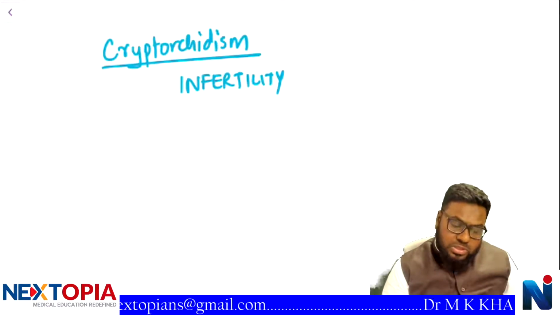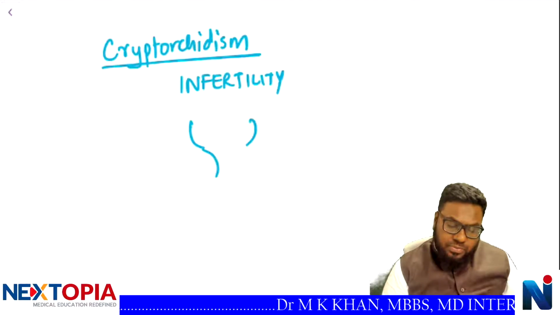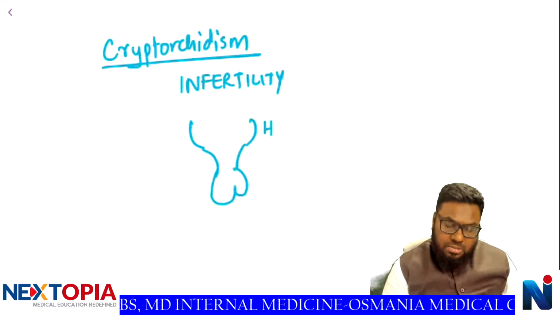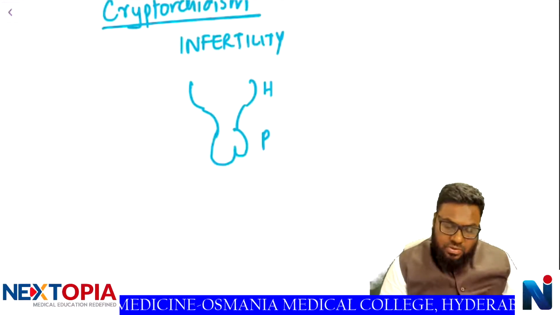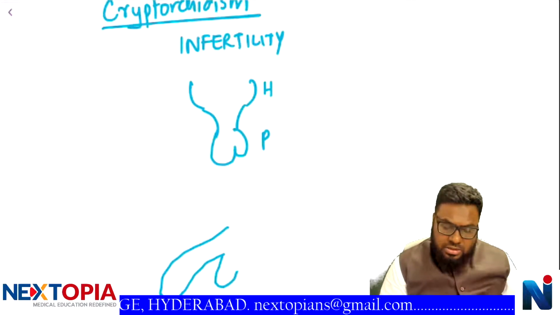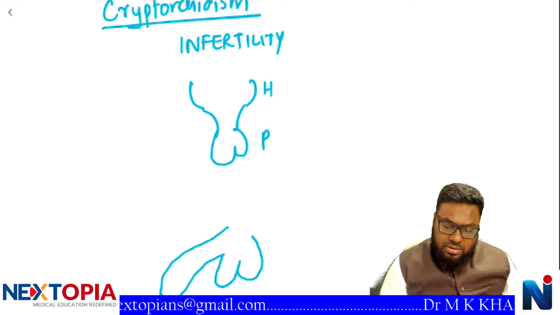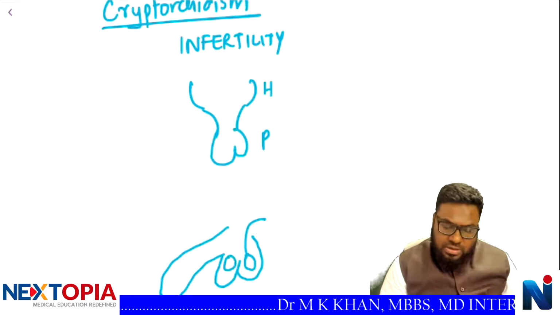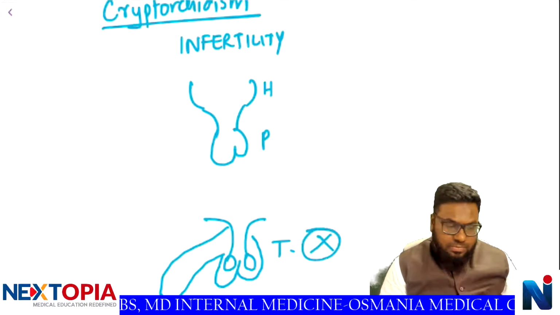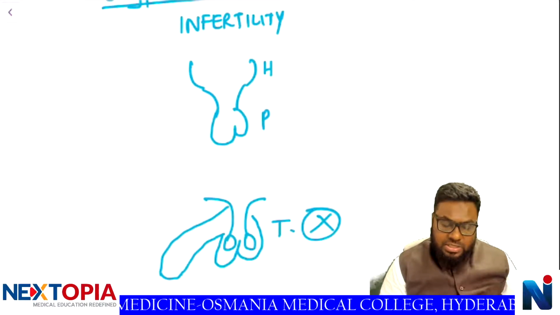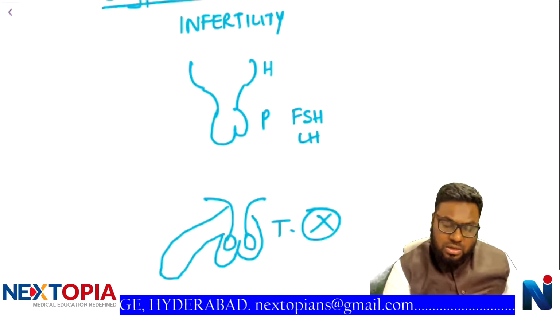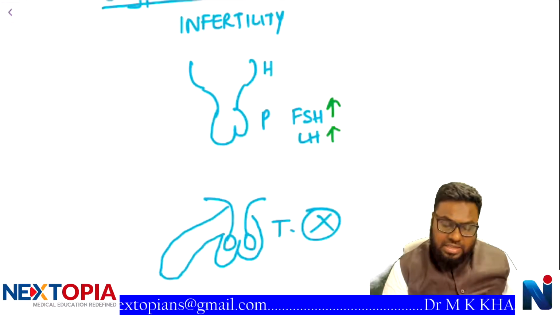So suppose this is the hypothalamus, this is the pituitary, and then we have the penis and the scrotum, with the testis here. All right, so this is the testis. Suppose there is some disease of the testis. What will happen to the pituitary hormones, FSH and LH? The negative feedback is gone and FSH and LH are increased.